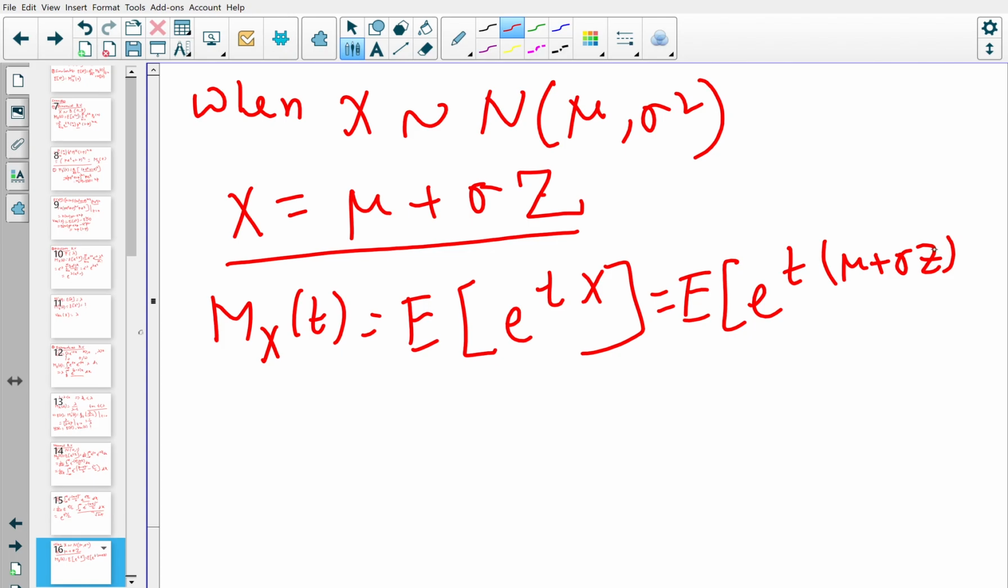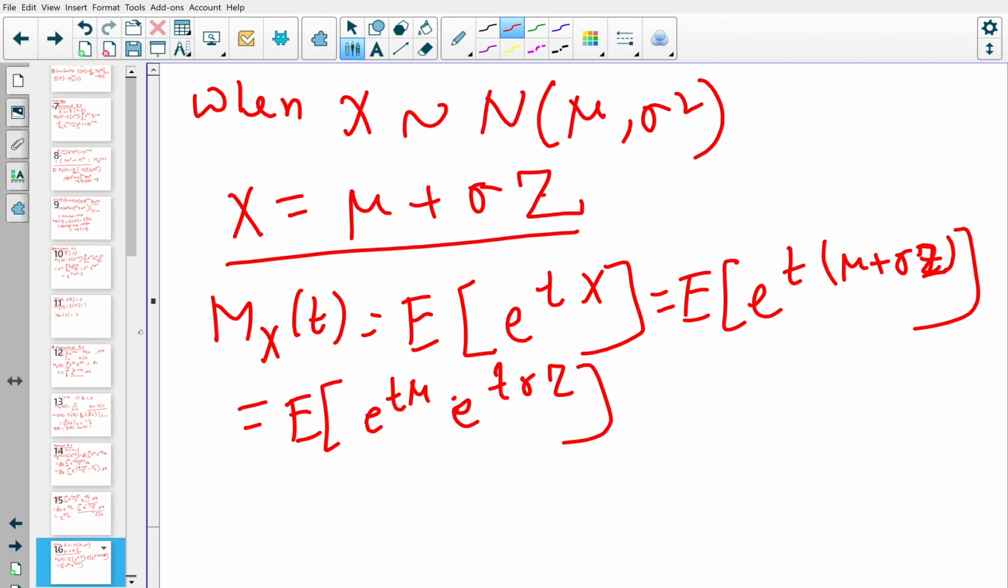Okay, sigma Z, capital Z. And that you can write down as expectation of e power t mu into expectation of e power t sigma Z. Clear? Now e power t mu is a constant because this is with respect to the random variable Z, and then you can write down as e power t mu times expectation of e power t sigma Z.